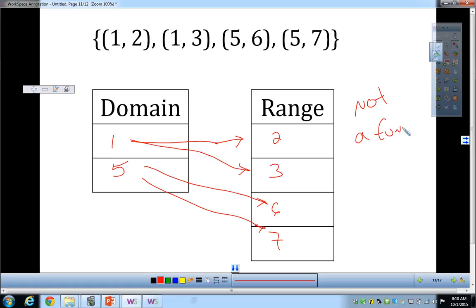Sometimes, instead of calling this a function, you might see in your homework the word correspondence. Okay? It's a relationship, but it's not a function. Correspondence, how do you spell that? E-N-C-E. It's a correspondence, but not a function. Okay?